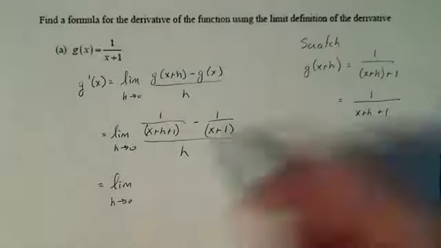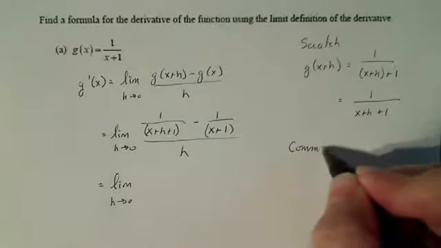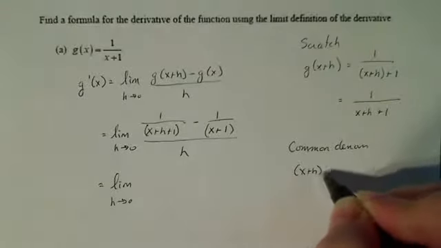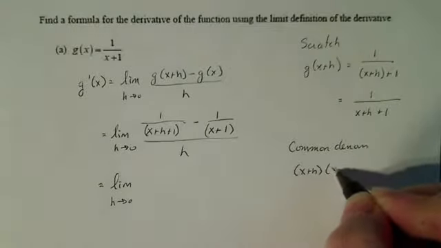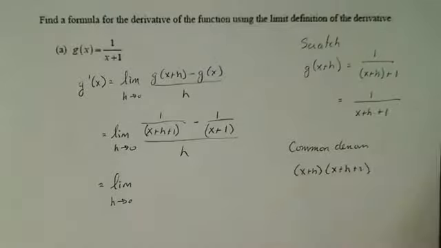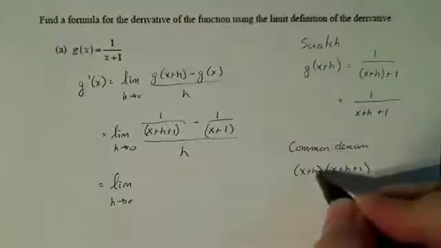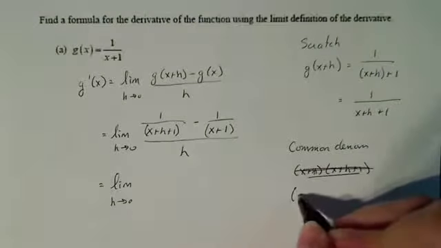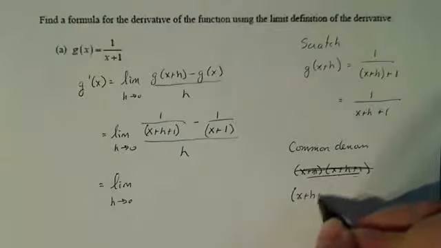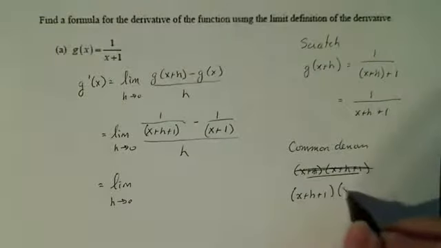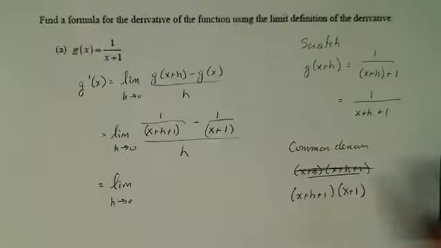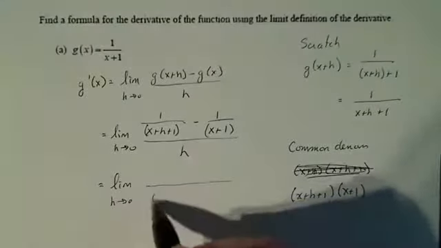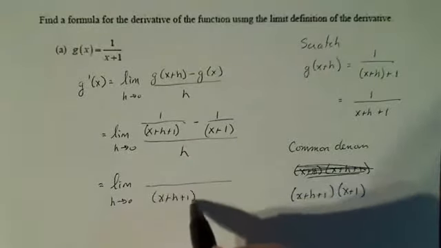Now I have to find the common denominator, and I'll just write over here the common denominator is x plus h plus 1, multiplied by x plus 1. Let me try that again. All I want to do is multiply the two together: x plus h plus 1, which is this guy, times x plus 1. That's your common denominator. So that's the guy that's going to end up on the denominator down here: x plus h plus 1 times x plus 1.